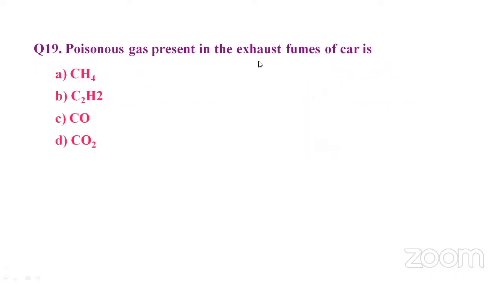Poisonous gas present in exhaust fumes of car is. So which is a poisonous gas which is present in the exhaust fumes of car? So the poisonous gas which is present in the exhaust fumes of car is carbon monoxide. It is C. Okay, it is carbon monoxide.